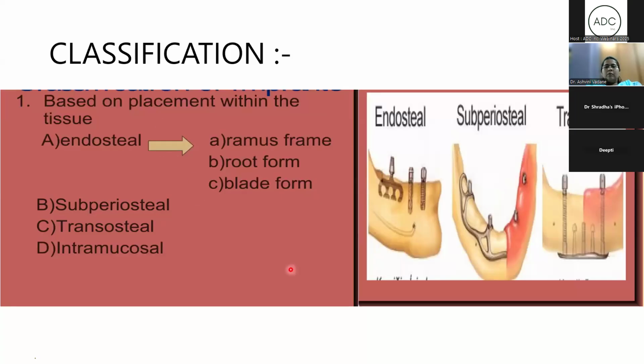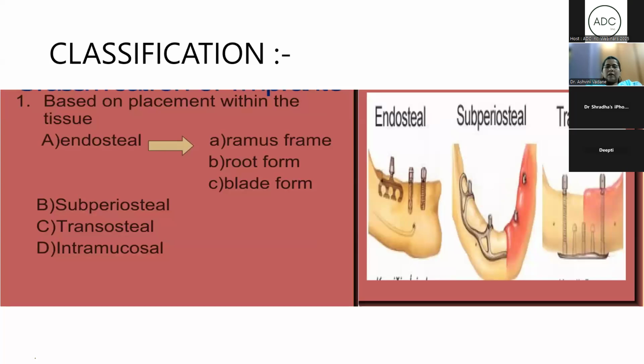Endoosteal means within the bone, as shown in this picture, which is further divided according to their shapes into ramus frame, root form, and blade form. Then the second picture is about the subperiosteal implants. In endosteal, we are placing it within the bone. In subperiosteal, we will put it below the periosteum. That's why it is known as subperiosteal.